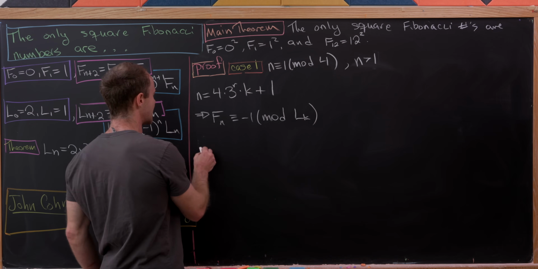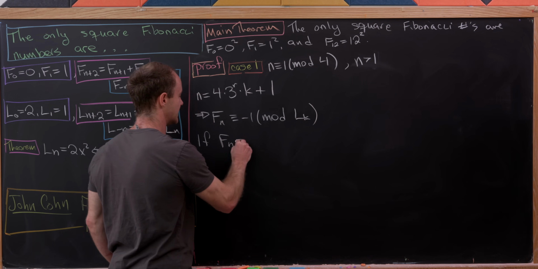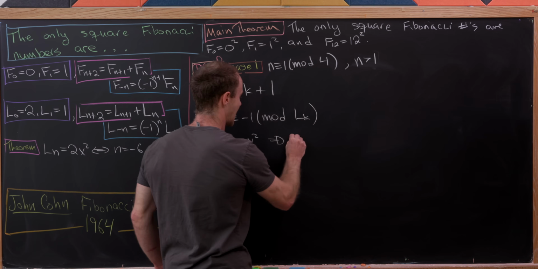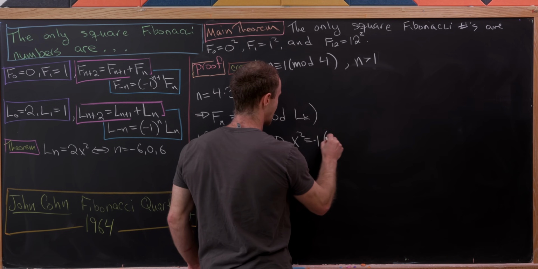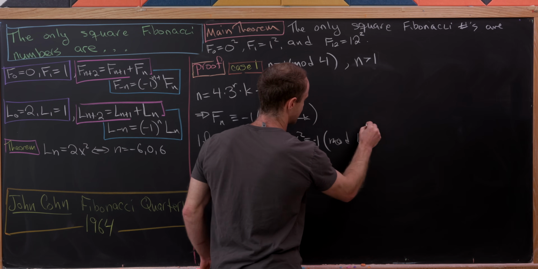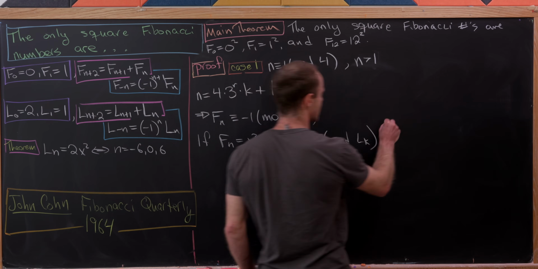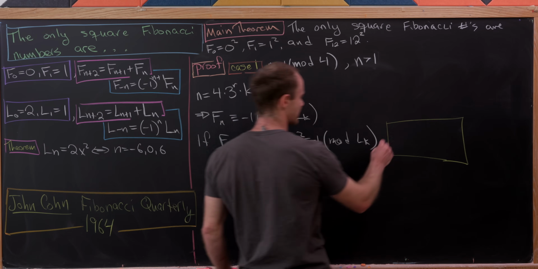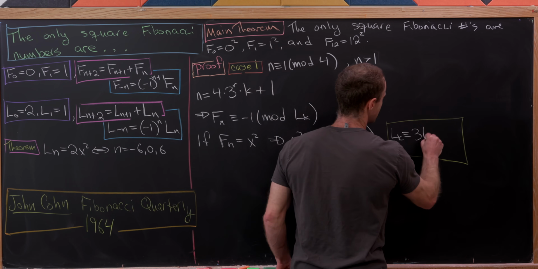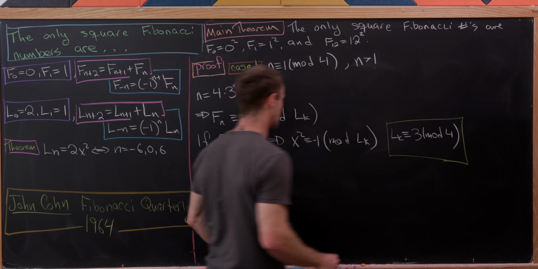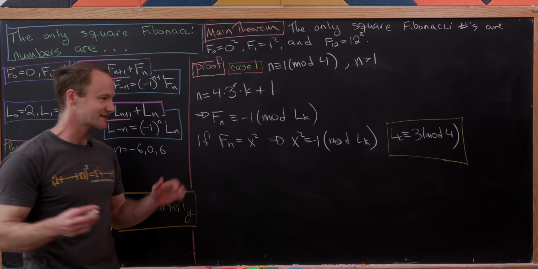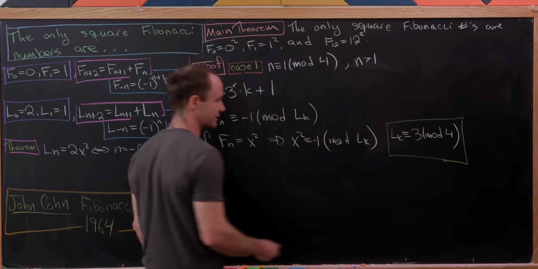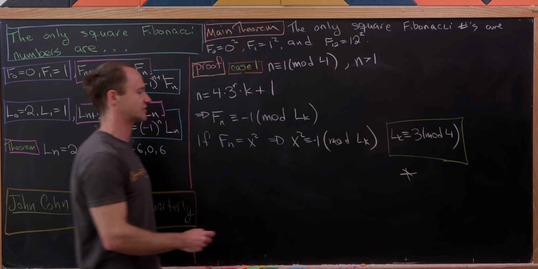Okay, but now let's take it home. So if f sub n is equal to x squared in this case, then that means that x squared is congruent to -1 modulo L sub k. But now in this setup, using the method of proof that we saw in the Lucas numbers, we know that L sub k is congruent to 3 modulo 4. But now putting these two things together, just like we did before, there are no perfect squares of the form 4a plus 3, so that brings us to a contradiction.